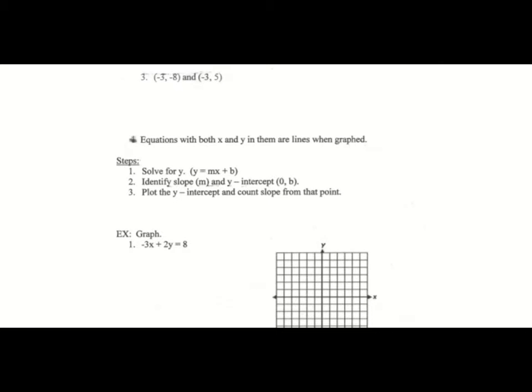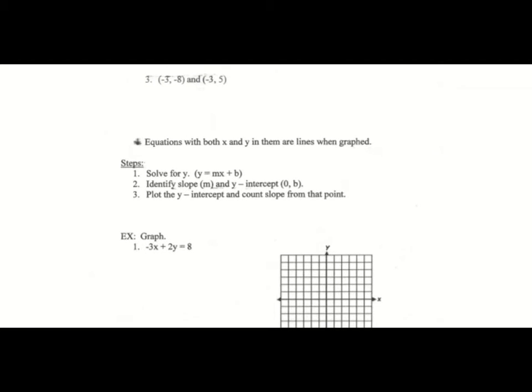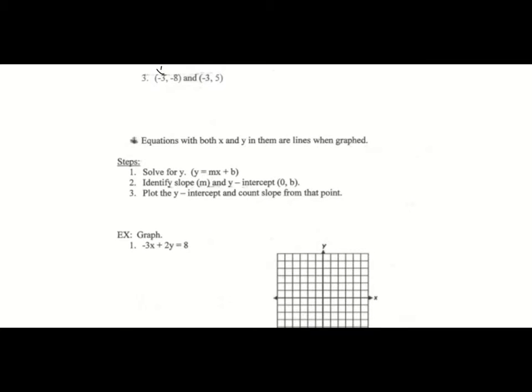So if we look at our last example here, number 3, I label my x1, y1, x2, y2. I get 5 minus negative 8 over negative 3 minus negative 3. On the top, I get 13, and on the bottom, I get 0. So I have a number over 0. NO, no, that cannot happen. So our answer here is undefined.